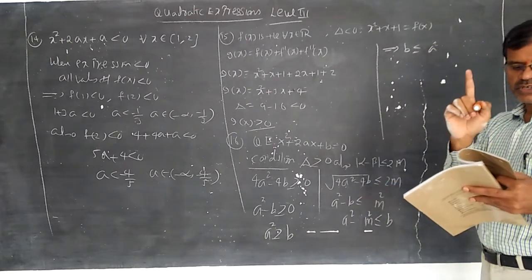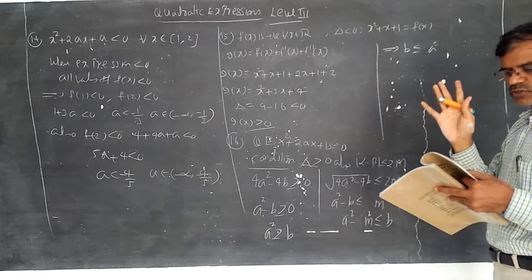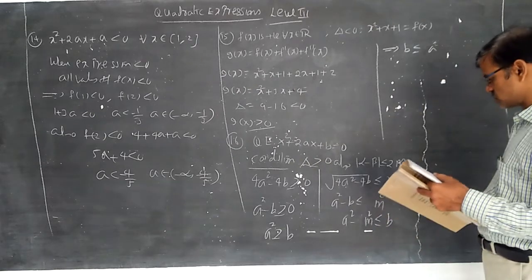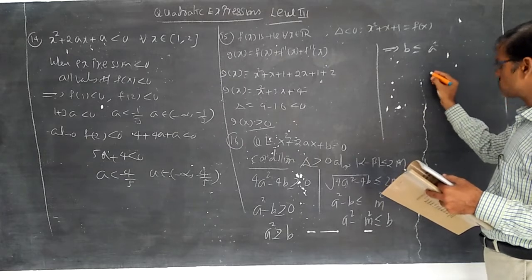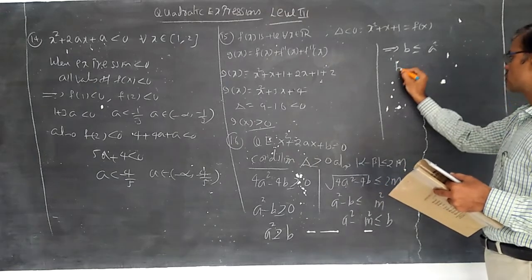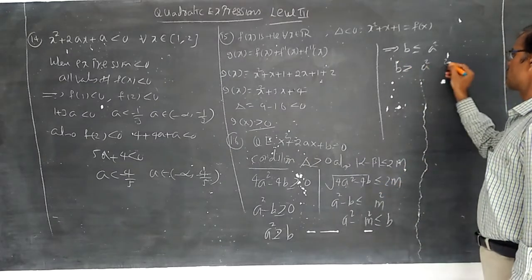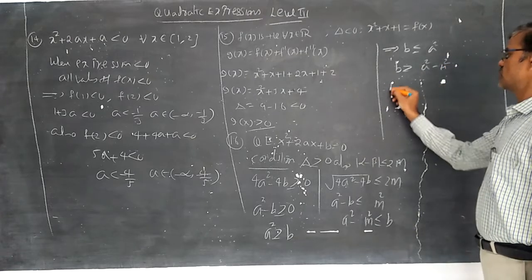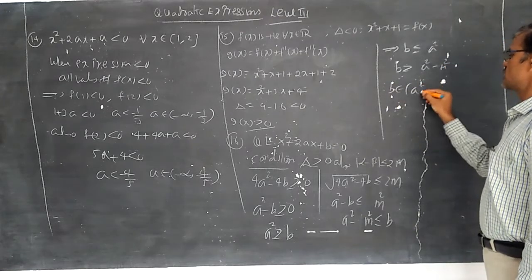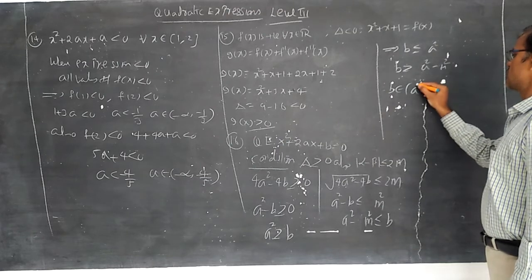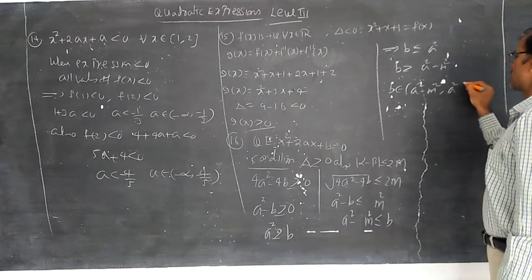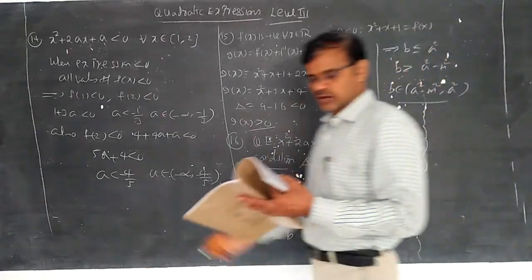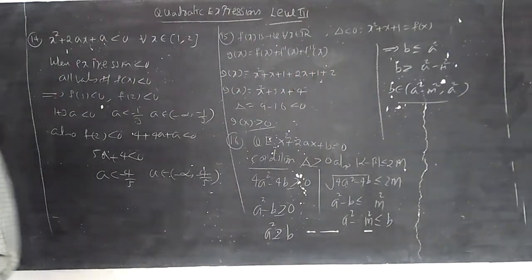Only first option or fourth option: a square minus m square is the minimum value, and the maximum value of b is a square. Also you can write b greater than or equal to a square minus m square. Therefore b belongs to the range a square minus m square comma a square. Option 1. Now 17th question.